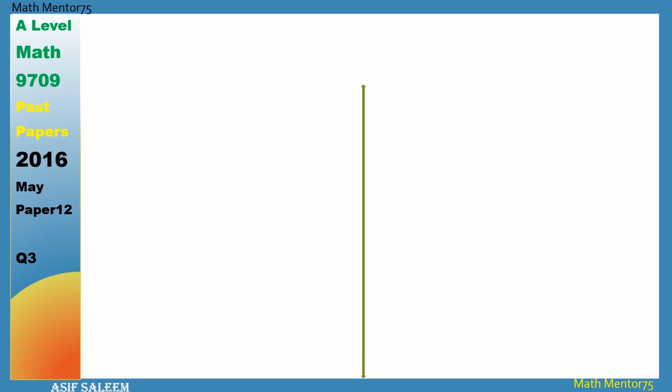Question number 3. In this question we are given the position vectors of A and B, and we have to find the unit vector in the direction of vector OC, and we are given this equation: AB vector is equal to BC vector. So let's use this information. AB vector is equal to BC vector.